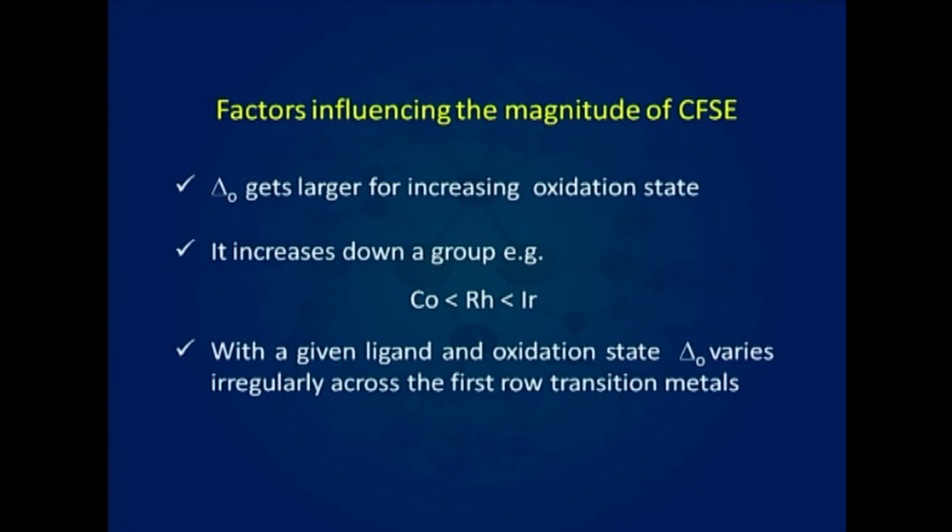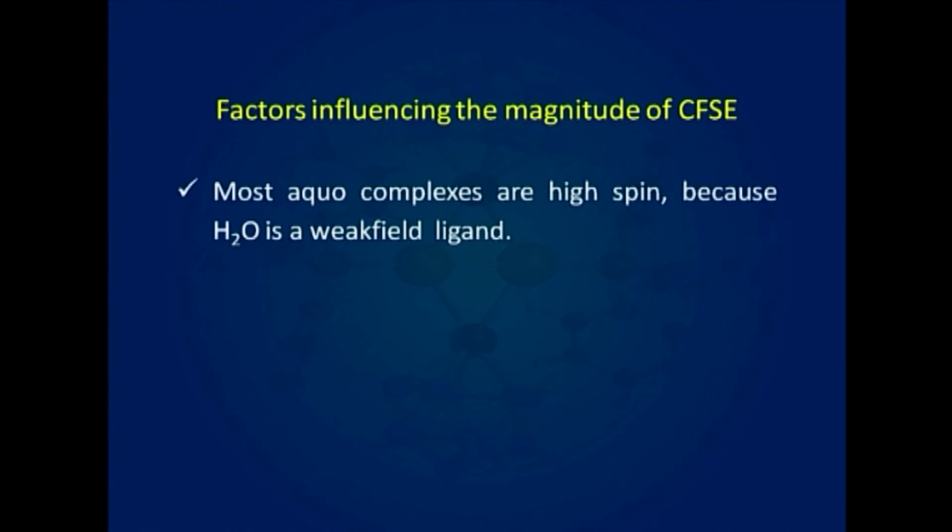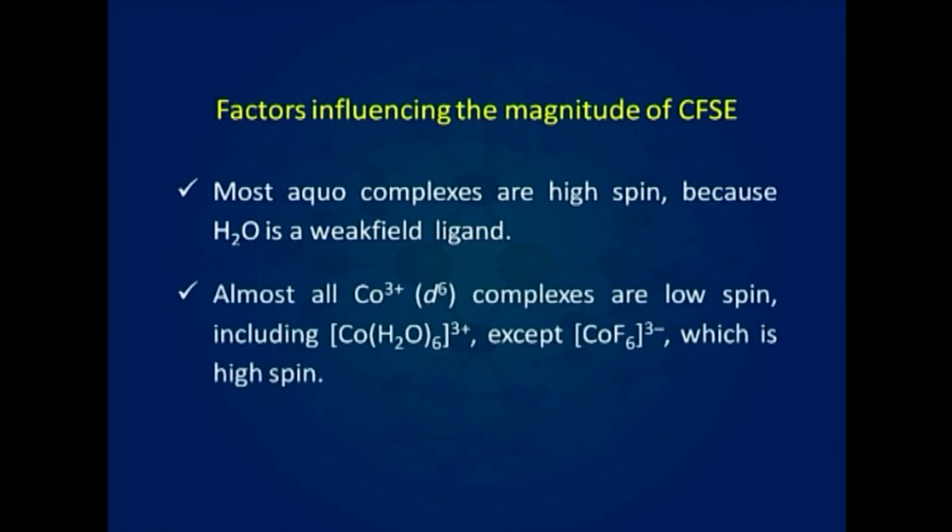With a given ligand and oxidation state, delta O varies irregularly across the first row transition metals. Most aqueous complexes are high spin because H2O is a weak field ligand. Almost all Co3+, that is d6, complexes are low spin, including [Co(H2O)6]3+, except [CoF6]3-, which is a high spin complex.